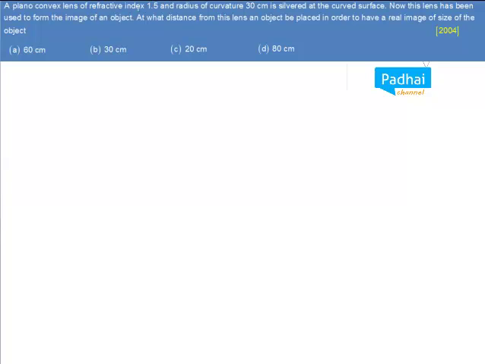A plano-convex lens of refractive index 1.5 and radius of curvature 30 cm is silvered at the curved surface. Now this lens has been used to form the image of an object. At what distance from this lens should an object be placed in order to have a real image of the size of the object? So this is basically a plano-convex lens and it is silvered from the curved side, right?